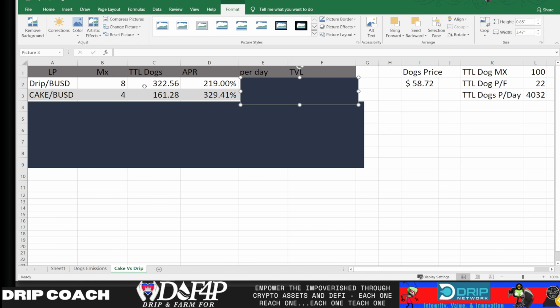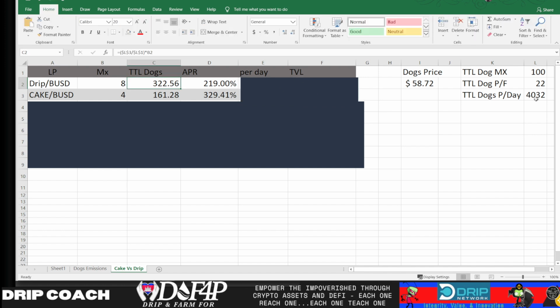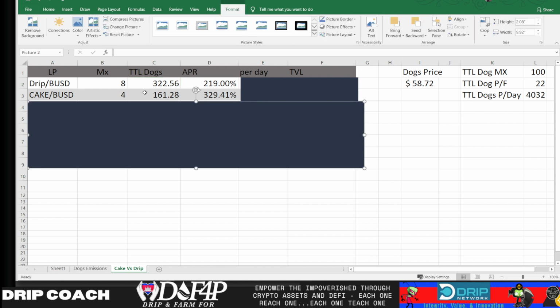So to get the total dogs allocated per day to the Drip BUSD pool, we simply take the total amount of dogs per day divided by the total multiplier, because remember, that's all of those pools and farms added together, and then we multiply it by whatever this farm is getting, right? Simple math. So that gives us 322 for the Drip BUSD and literally half of that for Cake BUSD. So this was a great question because it's half the amount of rewards but 100% additional APR. I was also curious what the answer would be for this, so I wasn't sure either.